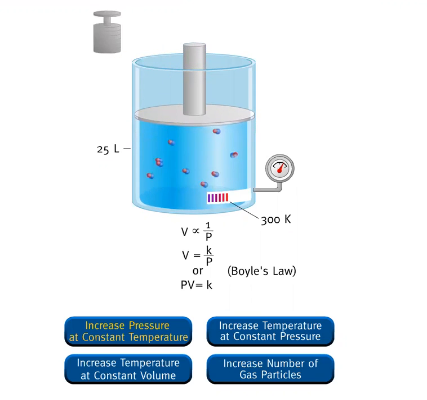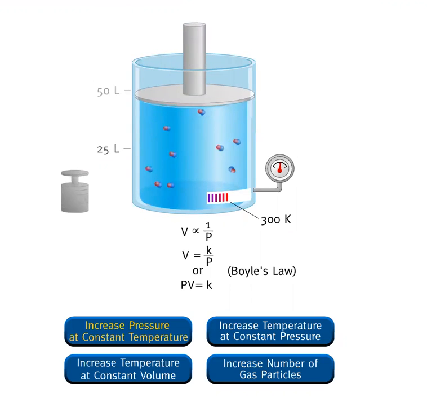As the pressure on the gas decreases, the volume that the gas occupies increases. The volume will continue to increase until the pressure of the gas is equal to the atmospheric pressure on the piston, which is 1 atmosphere.